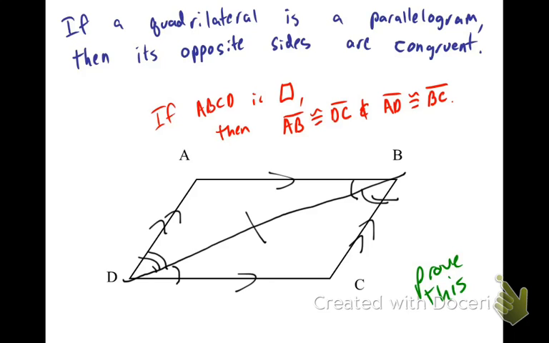So how are these two triangles that I made congruent? What's our shortcut? Everybody, the answer is? Angle, side, angle. So we have angle, side, angle triangles, and then those corresponding parts are congruent. So CPCTC to show that AB is congruent to DC and AD is congruent to BC. That's the proof that if you have a parallelogram, the opposite sides are congruent.